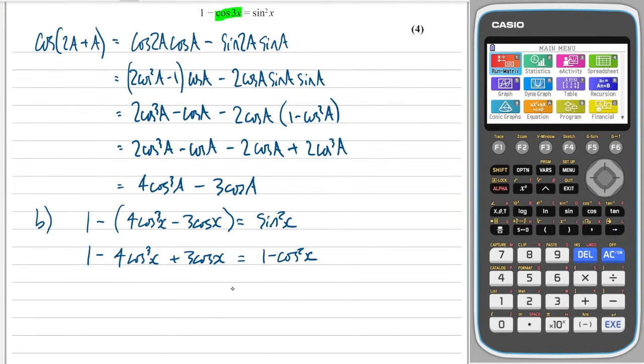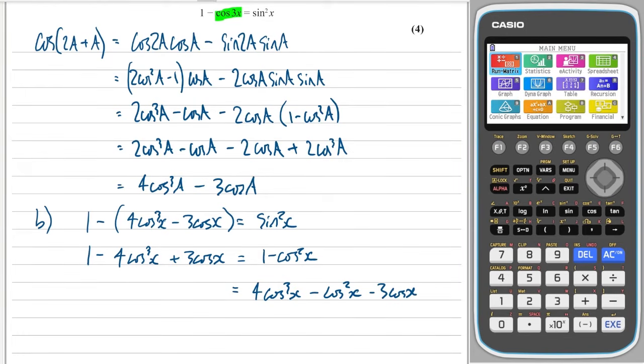And then I can bring everything over to the right hand side so that my highest power of cos, which is the cubed, is positive. So bring that over to this side. I can keep this cos squared there. I can minus 3 cos.